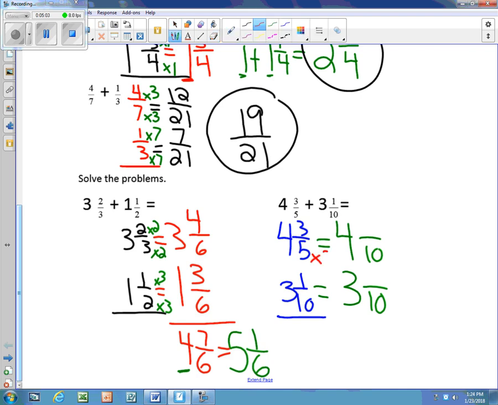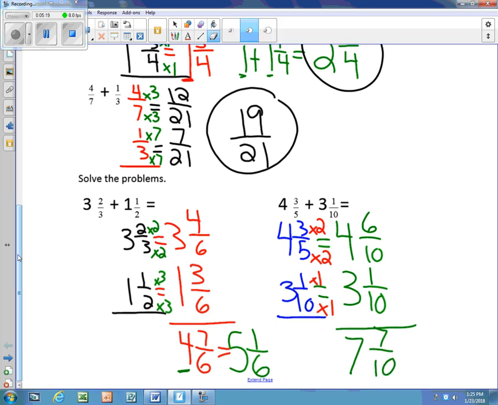I know that 5 times 2 is 10, so we're going to do 3 times 2. And 10 times 1 is 10, so we're going to do 1 times 1 up there. And now I notice that we have a 6, and over here we have a 1. And when I add these two together, I end up with 7 and 7/10.